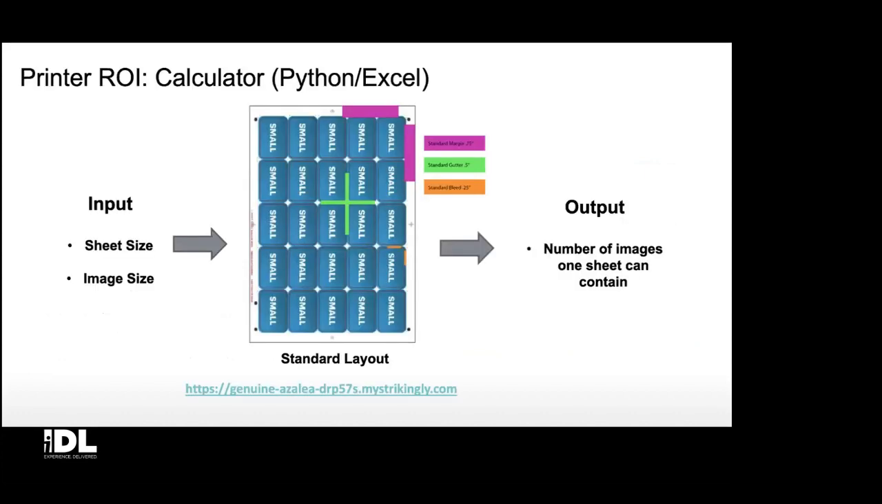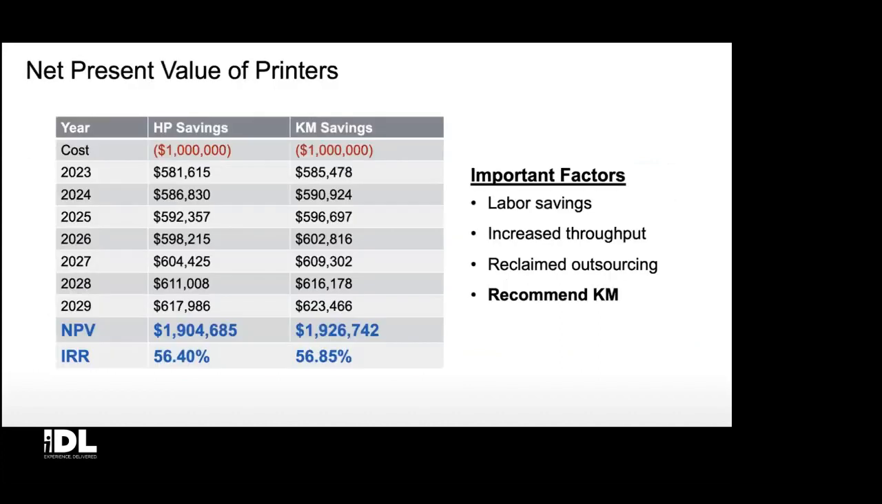One of the tools that we used throughout was a calculator. It was beneficial for the facility to move as many sheets from large format to small format as possible, because small format can print them significantly quicker, thus increasing the throughput of the facility. So we used this calculator to determine how many sheets can go from large format to small format. And using that, we came up with these return on investment analyses. Most of the savings here came from work reclaimed from outsourcing and labor savings from the faster machines. They both are a great option, but we slightly prefer the Konica Minolta due to the higher net present value.